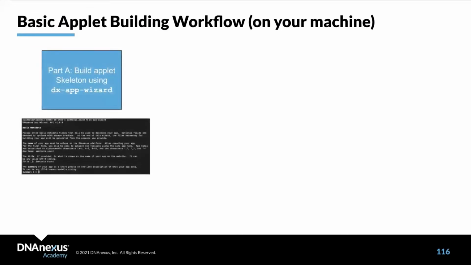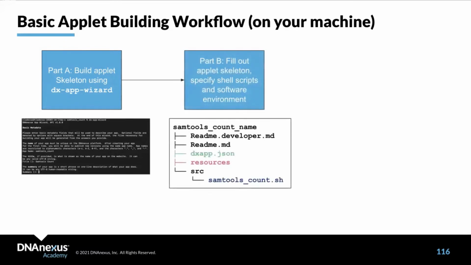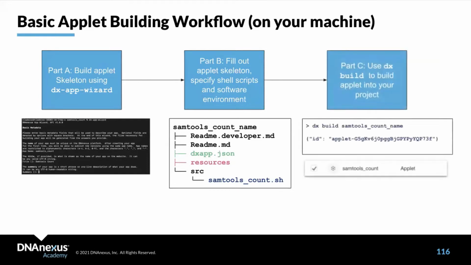But these are the 3 main steps that we will go through. What you will do if you test your code and you say, I want to make an applet out of it: we start with DX App Wizard, which will help you to create a skeleton structure and some configuration JSON file, which we will go into in a minute. Then you fill out the skeleton that is provided by the DX App Wizard. You specify a shell script, or you customize the software environment, and you then use the build command, dx build exactly, to build your applet into the project so you can use it later.